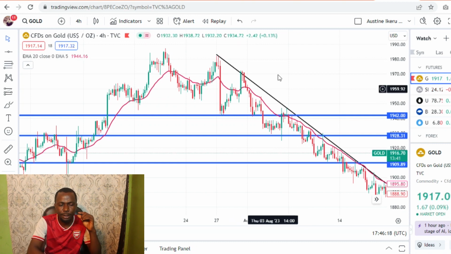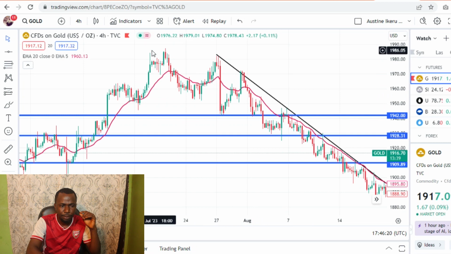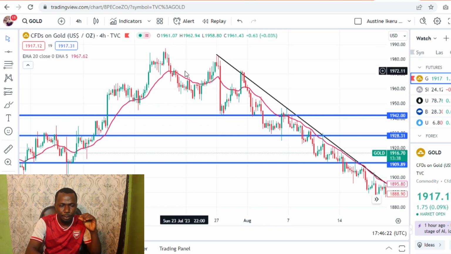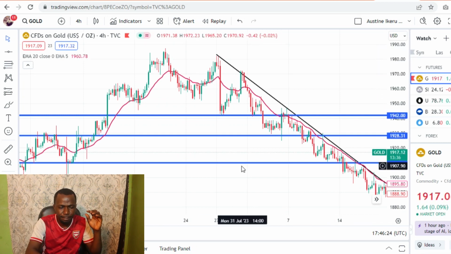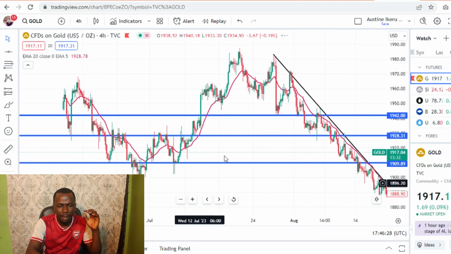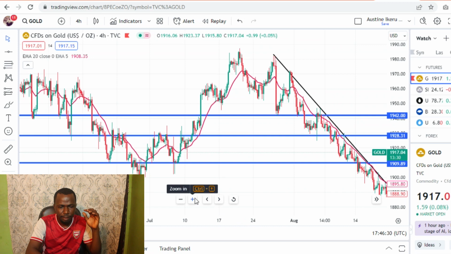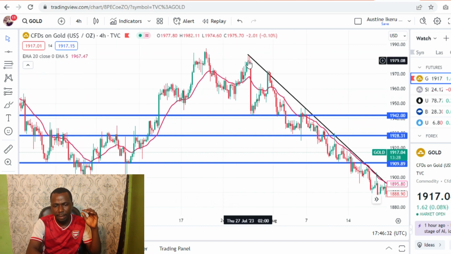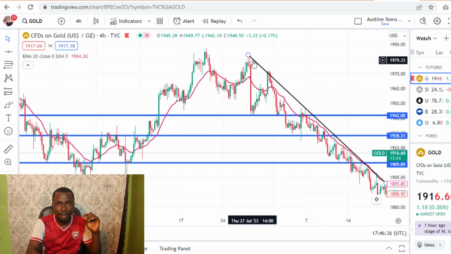First, what you have to do is to look at the market structure. The market structure, you zoom out your chart. Zoom out your chart and then look at the market structure. Now, let's assume this is where the market is. So you have discovered that the market is in a downtrend.